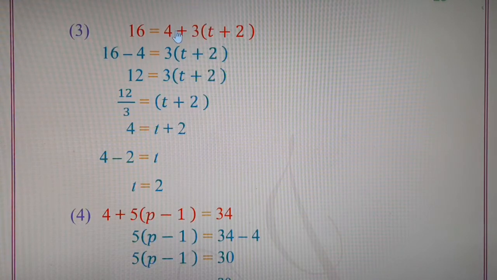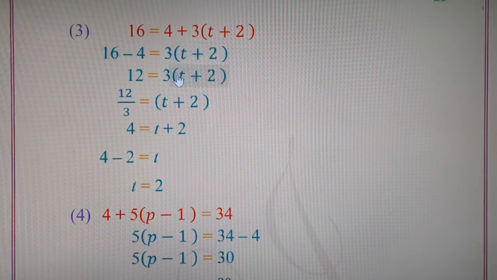So this plus 4 we can transfer to the left hand side, and we will get 16 minus 4 in the left hand side, and 4 is already transferred to the left hand side using the transpose rule. Opposite of addition is subtraction. So we will get 16 minus 4, and 4 is removed from the right hand side and it goes to the left hand side. So in the right hand side only 3(t + 2) will remain.